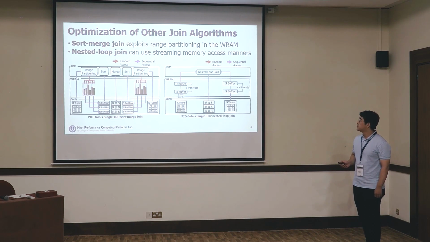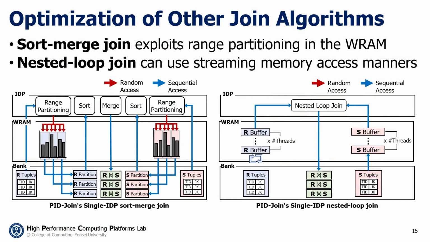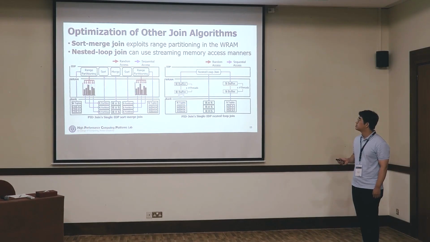In the case of sort merge join, it has random access behavior in the sorting phase. So we first perform range partitioning on the working memory, make partitions, and then perform a sort merge join by streaming the partitions to the IDP. And in the case of nested loop join, it already has a streaming manner for the IDP. So we just stream the S buffer to the working memory and perform the nested loop join.